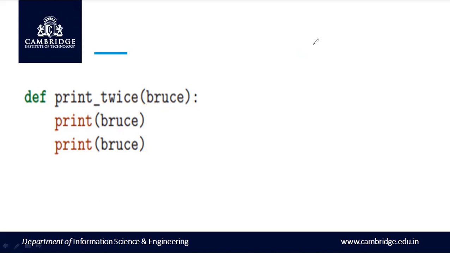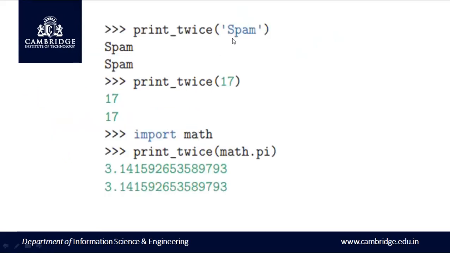Let us see examples for this particular function. Here we are going to print spam. This is the argument, and this is not a parameter, so you have to note this. This is an argument passed for the variable, that is bruce. Once the print_twice function is called, it prints the parameter twice. Here the argument is spam, so spam will be printed twice.